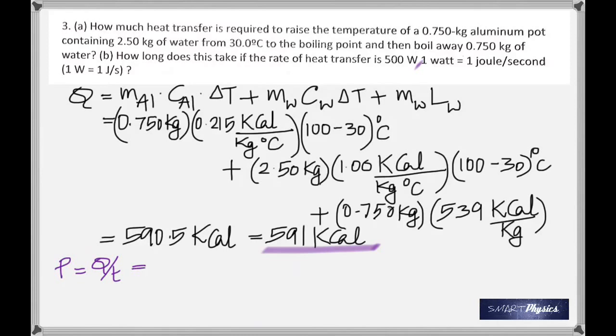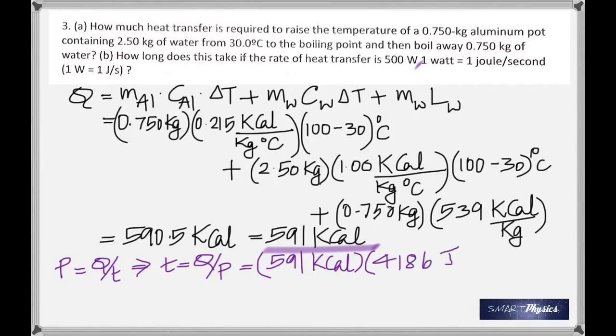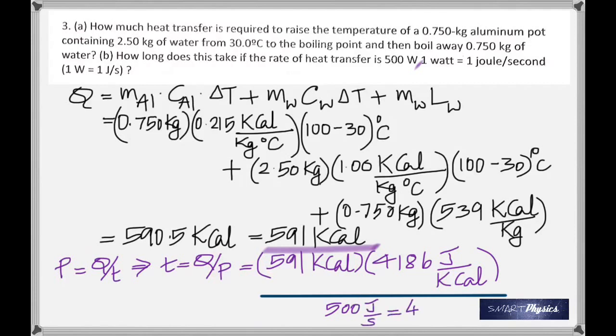And the second part says, how long does this take, if the rate of heat transfer is 500 watts? Power is Q by T, so time is Q by P. Q is 591, power is... Okay, now there's a problem. You have to change kilocalories into joules. How do you change? Multiplying by 4186. So you have 591 times 4186 divided by 500, which gives you 4.94 times 10 to the 3 seconds.